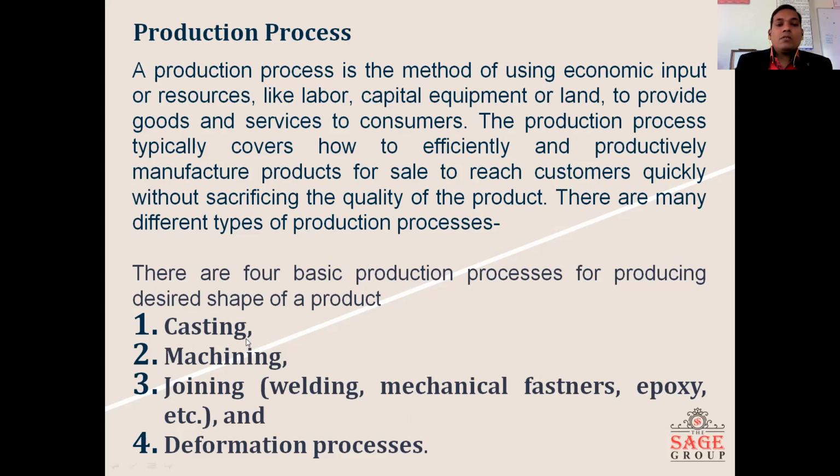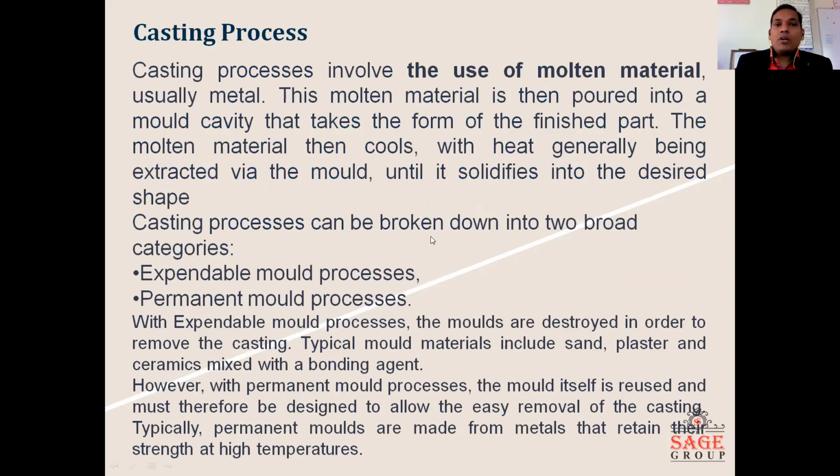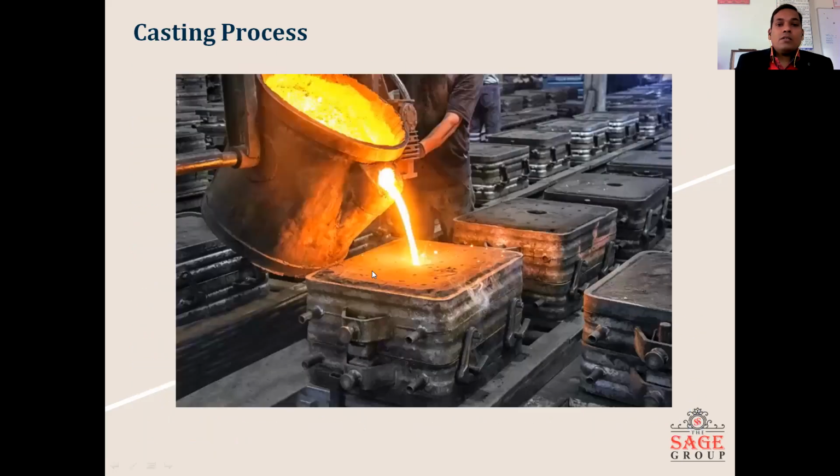In the casting process, we have a molten metal that can be settled in a mold, and after cooling the mold we can get the product. Somehow it can be very much finished, or there are some unfinished surfaces that can be finished after other machining processes. So basically the casting process has two broad categories, that is expandable mold process and permanent molding process. So this is an example of how we do the casting.